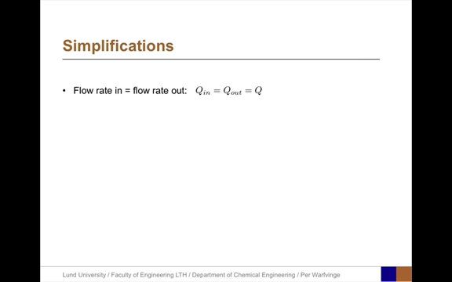Let's make some simplifications. First of all, if we assume that the flow rate in equals the flow rate out, then Q in equals Q out, which can be denoted Q. Then we recognize that the output concentration from the reactor must equal the concentration in the reactor, and in that case, C out equals C.